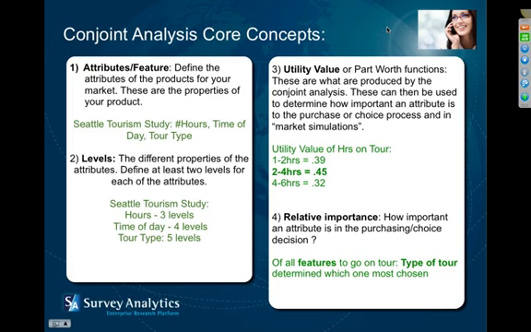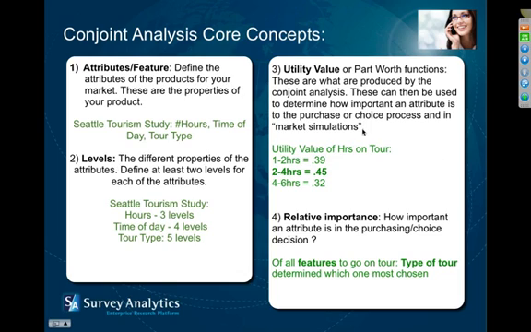So in this case here, I've got my Seattle tourism company. I've got 3 levels for the number of hours. To the right here, you can see I've done 1 to 2 hours, 2 to 4, 4 to 6. And then the time of day, I've got morning, noon, afternoon, evening. And then tour type, I've got 5 different tour types. You don't see it here, but you will see it later. I've got a coffee tour, chocolate tour, weird Seattle tour, waterfront tour, etc.